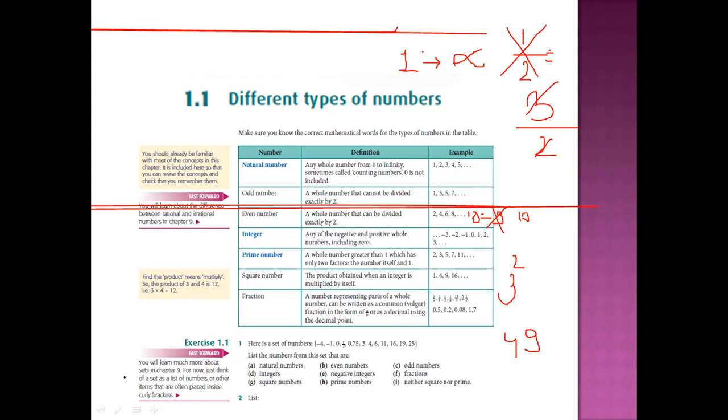Okay, so now we have some exercises. Let's choose some examples, and maybe after that you can do them well. Here is a set of numbers: -4, -1, 0, 1/2, 0.75. If you look carefully, there are many types of numbers.